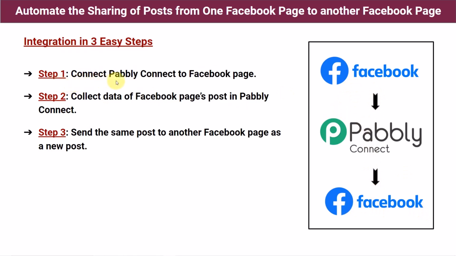So step 1 is connect Pabbly Connect to Facebook page. First of all, we are going to open Pabbly Connect and connect our Facebook page with Pabbly Connect. And step 2 is collect the data of Facebook page's post in Pabbly Connect. So in the second step, we'll bring the data of a post from our first Facebook page here in Pabbly Connect. And in step 3, we will send the same post to another Facebook page as a new post. So finally, we are going to send the post that we have captured in Pabbly Connect to our other Facebook page. Alright, so first of all, let's jump back to step 1 and open Pabbly Connect.